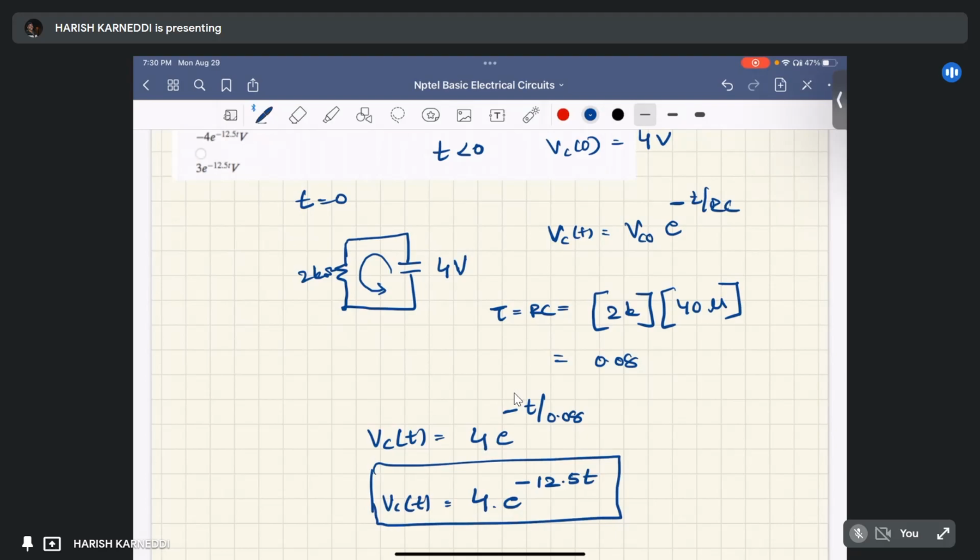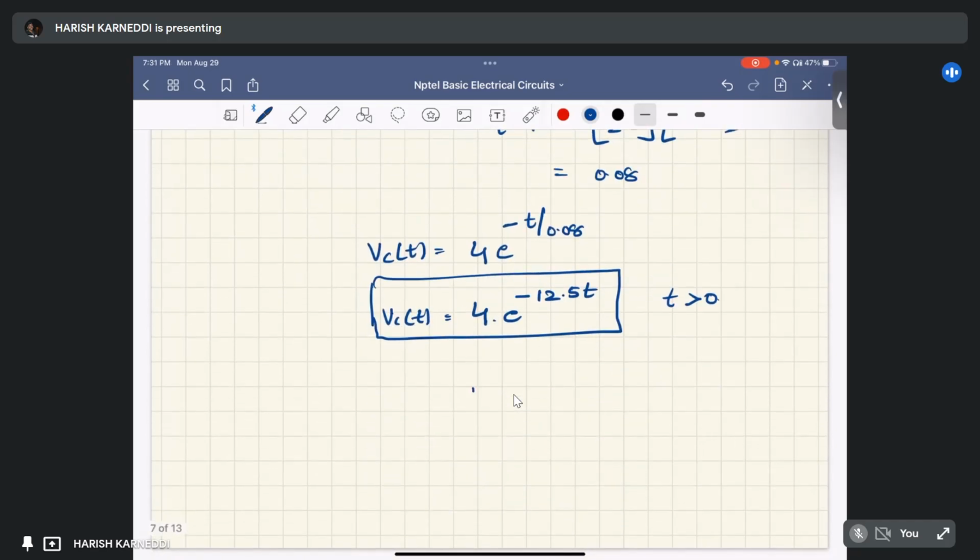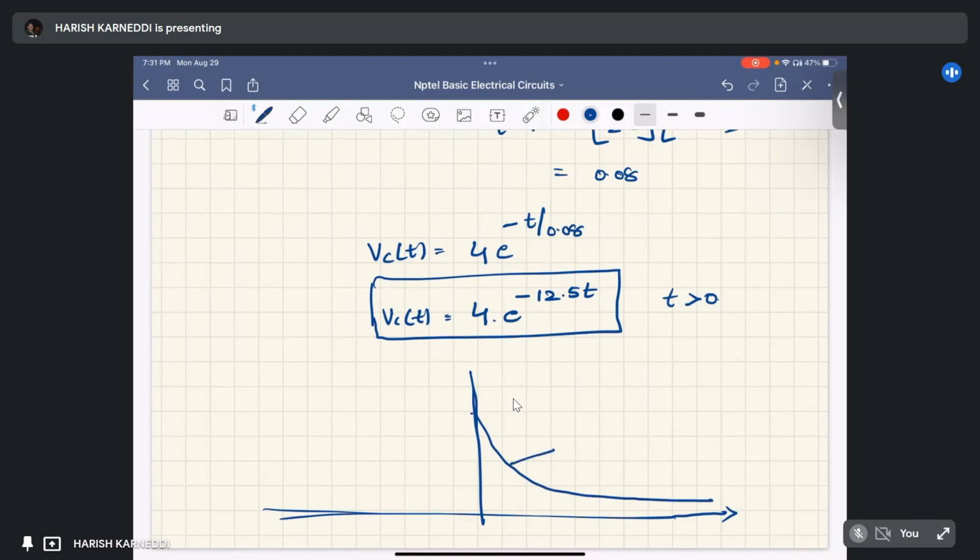This equation is valid only for t greater than 0. One can draw this plot as well. For t greater than 0, the voltage is 4 volts, exponentially decaying, 4 into e power minus 12.5 t. This is valid only for this region, that is t greater than 0.